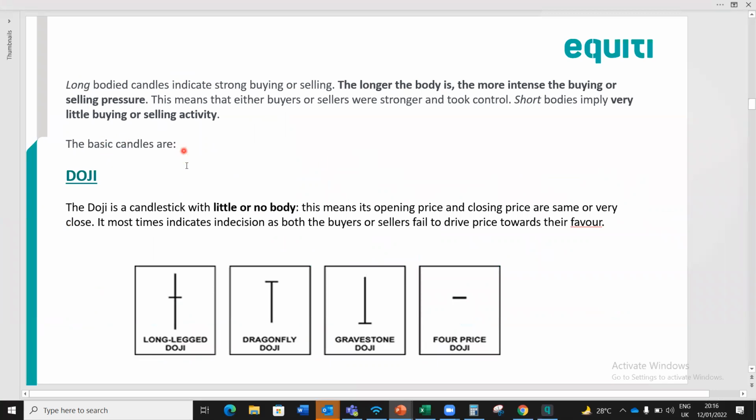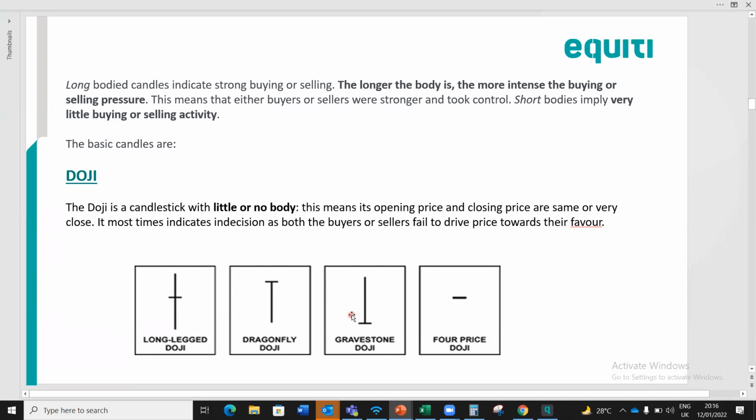So the basic candles that we want to look at, number one is the doji. I just mentioned the doji. The doji is a candlestick with little or no body. This means its opening price and closing price are the same or very close. It most times indicates indecision, as both the buyers and sellers fail to drive price in their favor. This is exactly what the doji is used to identify in the market: indecision.